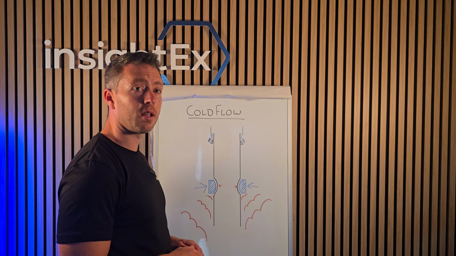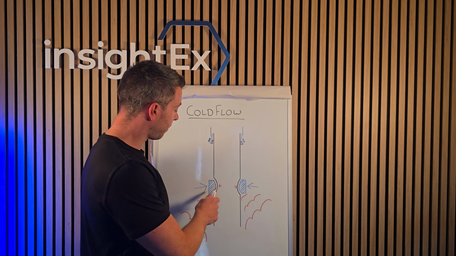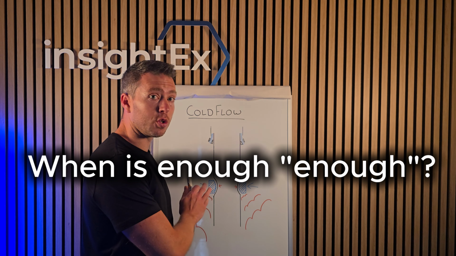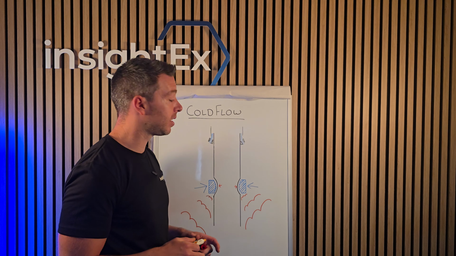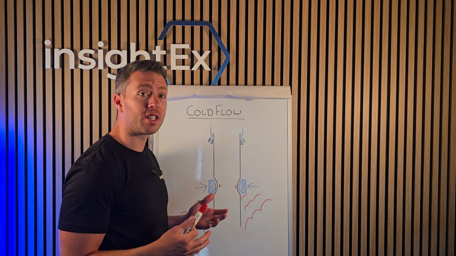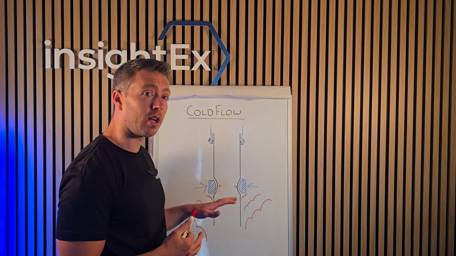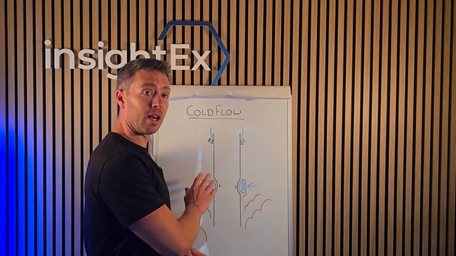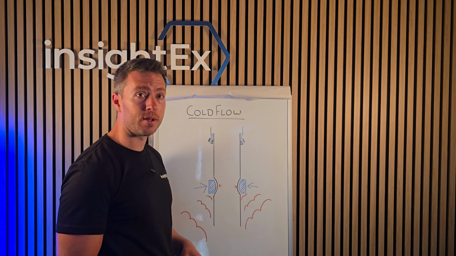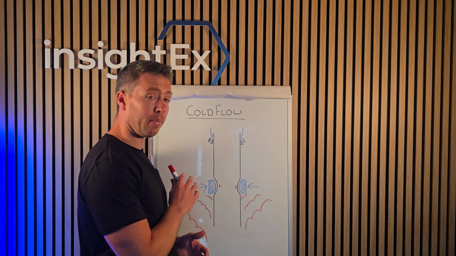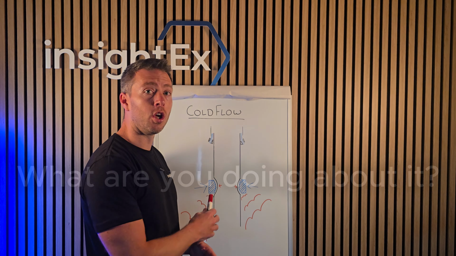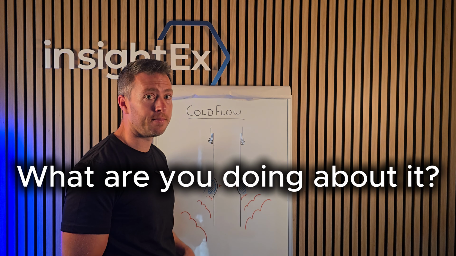So the big question is, when is this weakness enough for an explosion to escape, causing an external explosion and leading to untold death and destruction? The honest answer is nobody knows exactly where this critical point is. There's no magic number of when Coldflow is too extreme, but that's why you have to ask, if Coldflow is a possibility in your installation, what are you doing to mitigate against it?